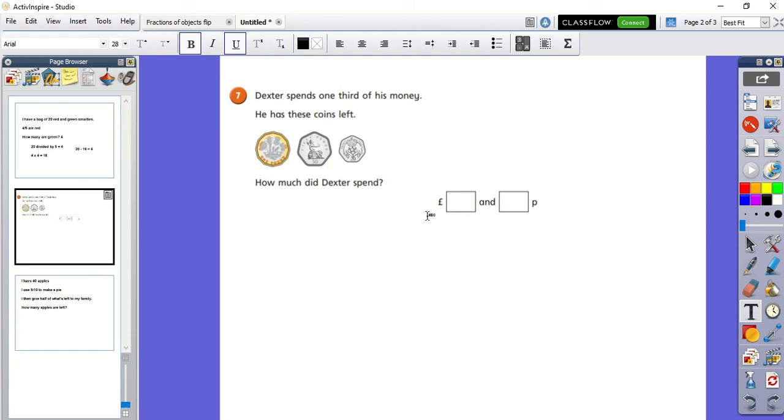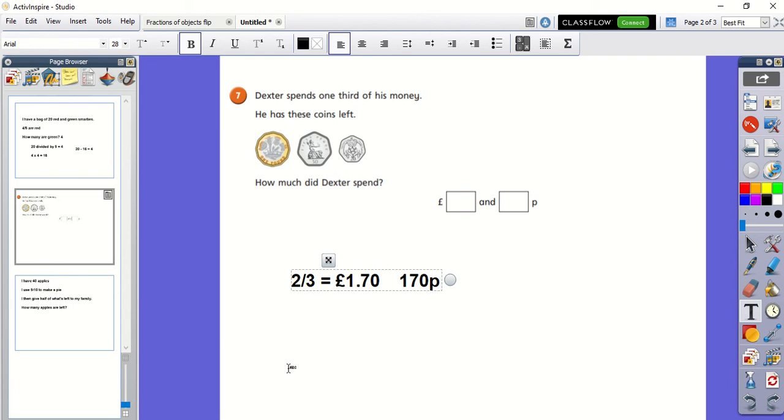Okay, so if he spent 1/3 of his money, that means we have 2/3 left. So 2/3 equals, let's see how much money he's got. He's got £1, 50, and 20. So £1, add 50p, add 20p. So he's got £1.70. Which we could also write as 170p. So now we know that 2/3 is 170p, or £1.70.